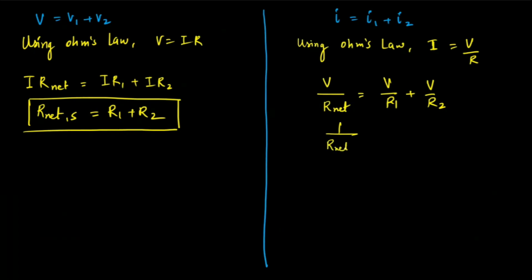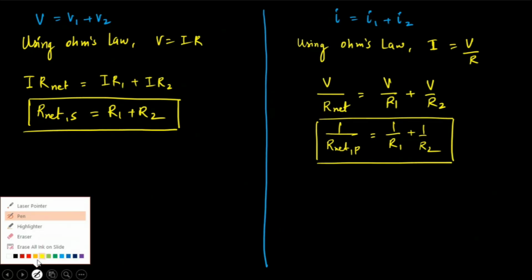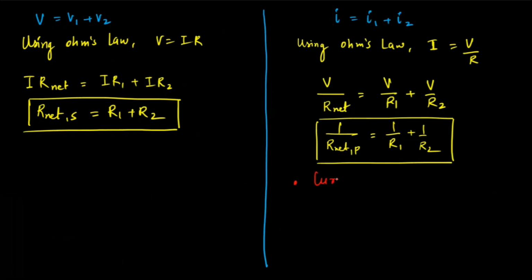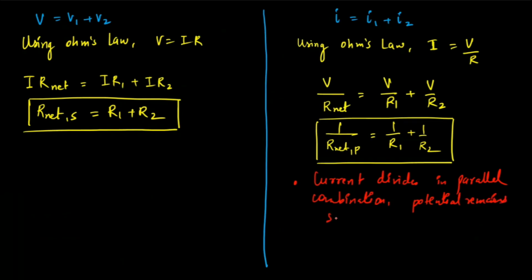So if we solve the net value in parallel combination, it is supposed to be 1 upon R is equal to 1 upon R1 plus 1 upon R2. That is how you should keep this value in mind. Again, let me just summarize. Current divides in parallel combination, whereas potential remains the same. Similarly, in series combination, current remains the same, whereas potential divides.